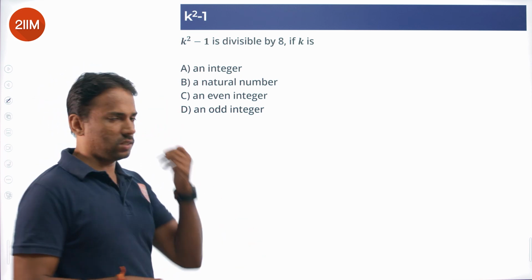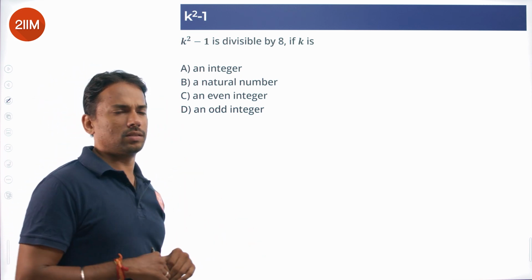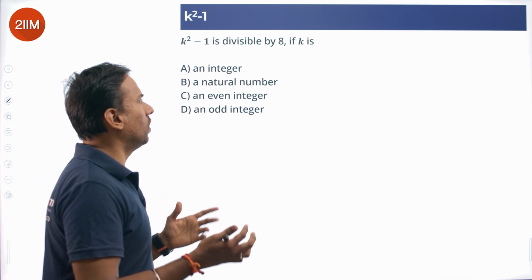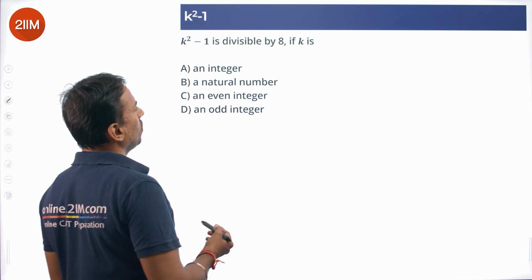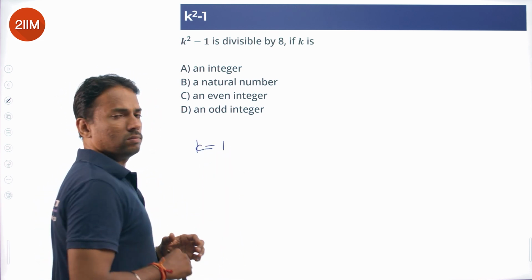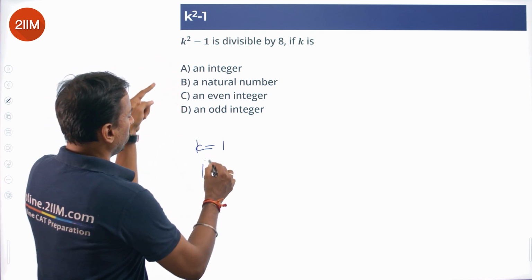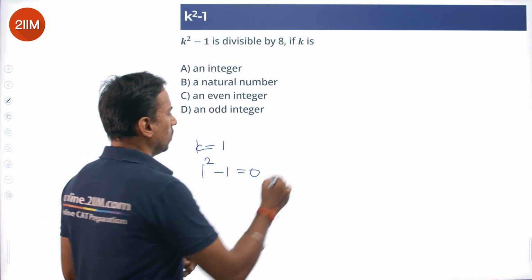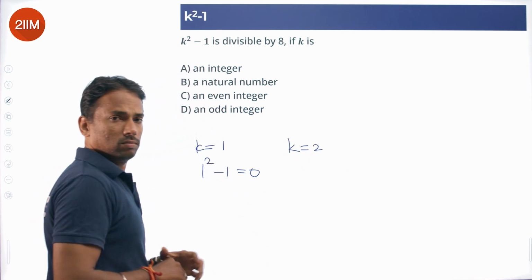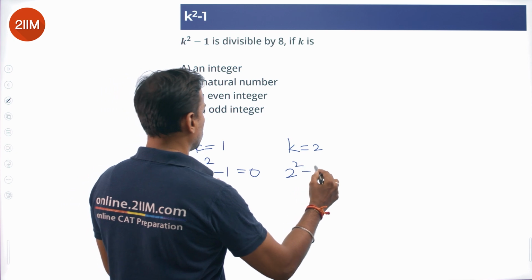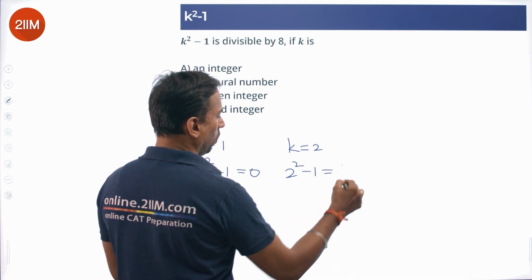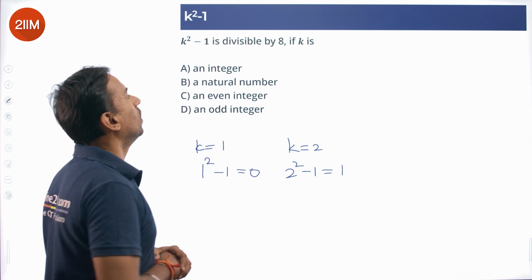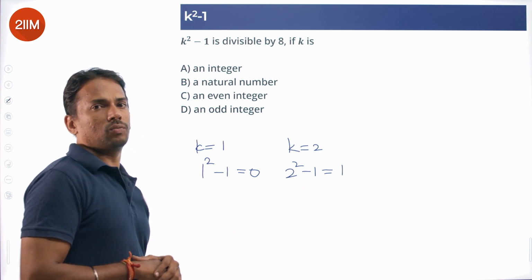So we have the options. First we'll go by options. If K is an integer, will it work? Okay, we'll randomly check this. What if we take k equal to 1? 1 square minus 1 is 0. Yes, it's working. 0 is divisible by 8. If I take k as 2, will it work? 2 square minus 1 is equal to 3. Is 3 divisible by 8? It's not working. That means it will not work for any integer.